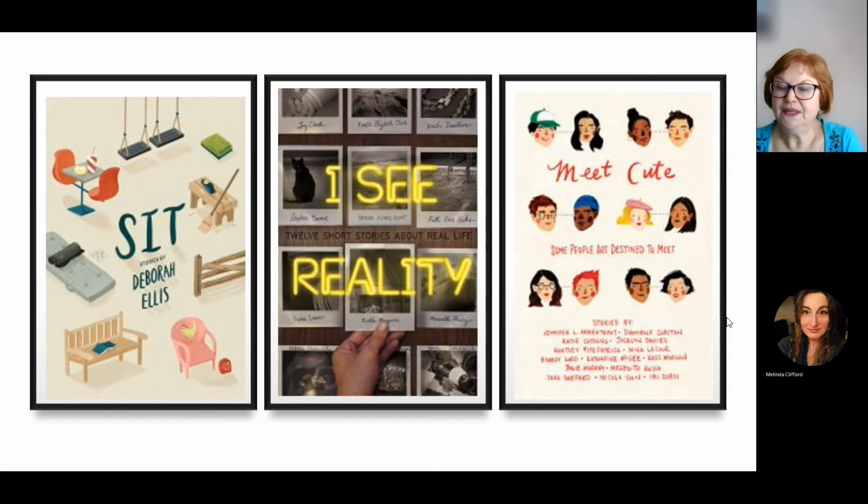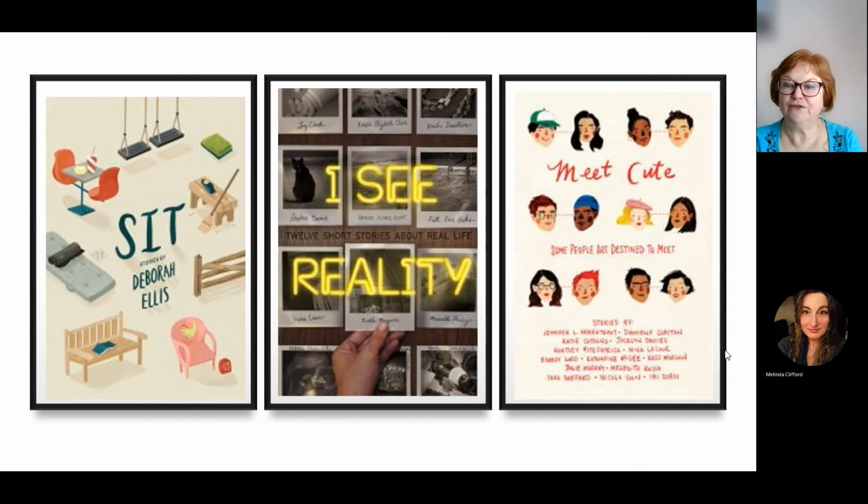I See Reality is for secondary Cycle 2. It's described as a collection of short stories about modern teen experiences, including romance, addiction, identity construction, and sexuality. It's great for exploring big ideas, crafting choices, as well as connections to their own experiences and worldview.